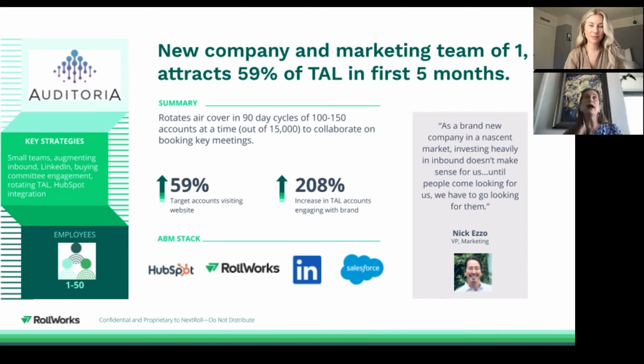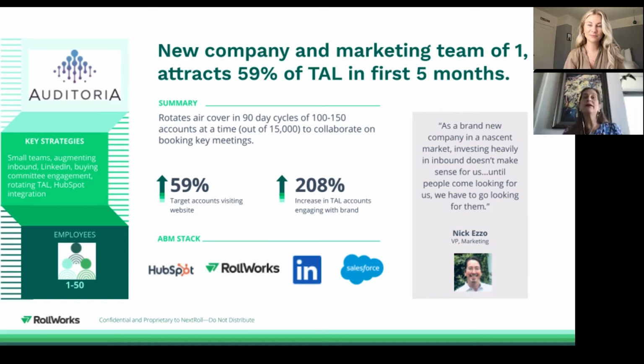So what Nick's doing at Auditoria, and again, he's a relatively small team, so resources are precious here. And Nick's really got to stay focused. So he aligns the rotation of their target account list with their sales cycle. And he works in 90-day cycles. So out of 15,000 potential target accounts, he's taking between 100 and 150, creating air cover, and then coordinating that with sales efforts in those 90-day cycles. So they're constantly refreshing in an automated way.